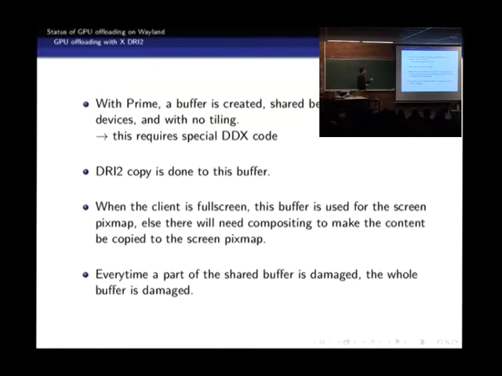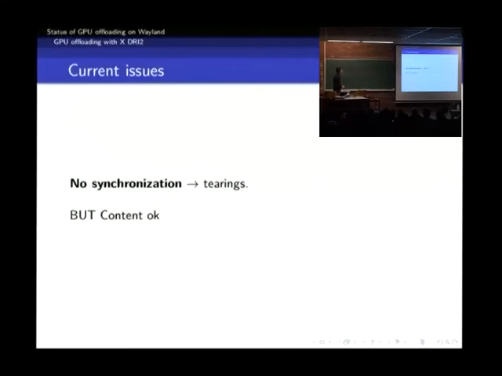When you don't have compositing and the client is full screen, the target will be directly the full screen canonical buffer. There will be an exchange so that it is possible. But if you don't have compositing and your application is not full screen, you will see nothing. It will be a black surface just because there is no one who cares about the copy to the linear buffer shared to the screen pixmap. But when you have compositing, it is done, so it works. And to remove glitches, every time we say that a part of the buffer has been rendered again, we say no, the whole buffer has to be loaded. And it works. But with tearings.